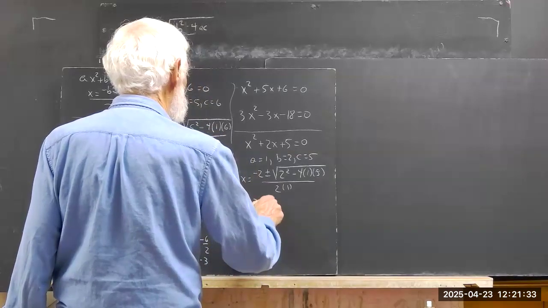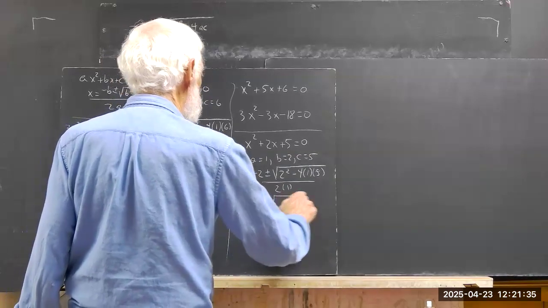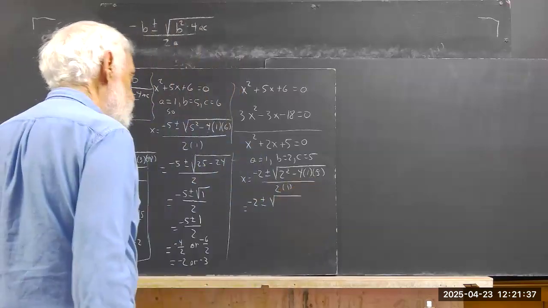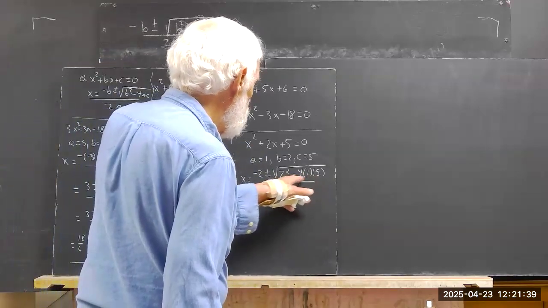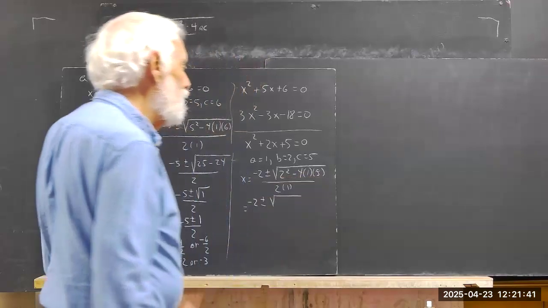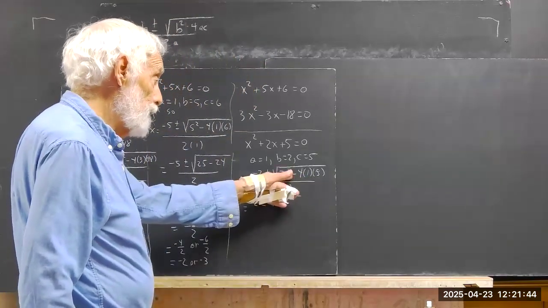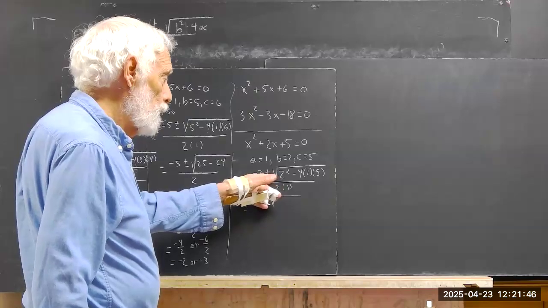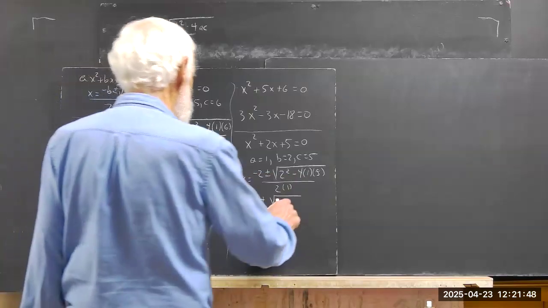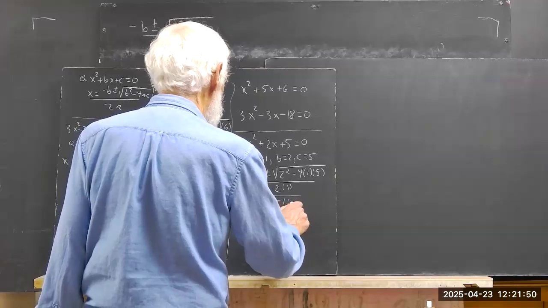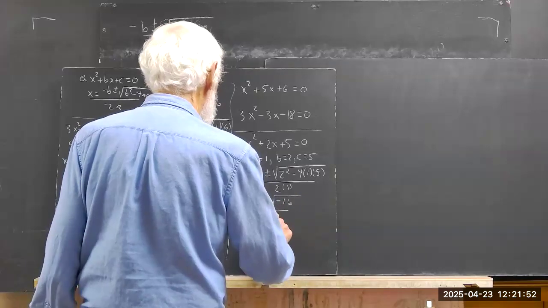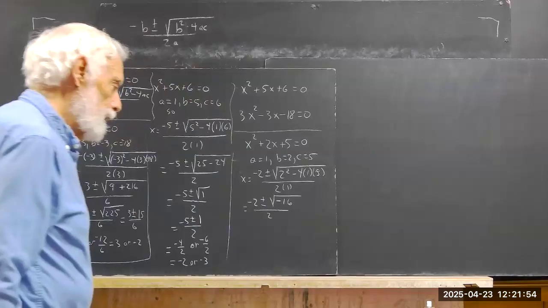Well, that's -2 plus or minus the square root of. We're not going to do the intermediate step. 4 times 1 times 5 is 20, but it's negative. So 2 squared is 4. We're going to have 4 minus 20. And if you just do it, you're going to get -16. And a lot of you did.